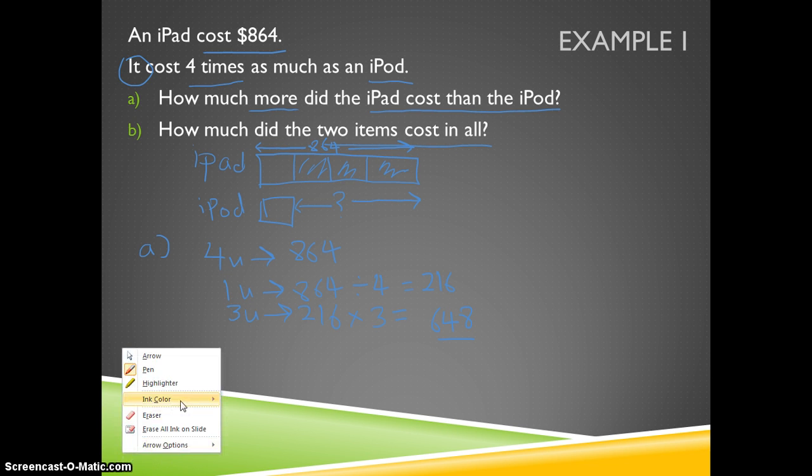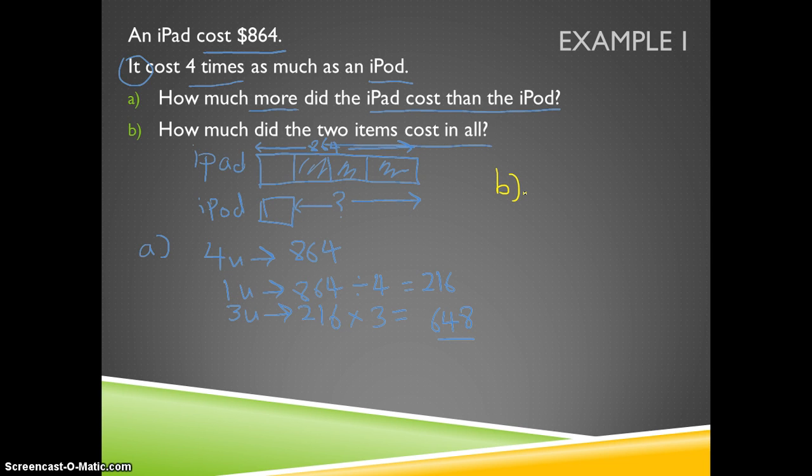Just going to change the color here because it's a bit too dark, you can't really see it. Change to yellow. Okay, so for part B, that's better. What we want is the 2 items, how much the 2 items cost in all. So how many units are there altogether? We have 1 unit, 2 units, 3, 4, and 5 units. So all in all, I'm looking for 5 units. Since I already know 1 unit is 216, 5 units would be 216 times 5, and that will give me 1080. So this is the total.